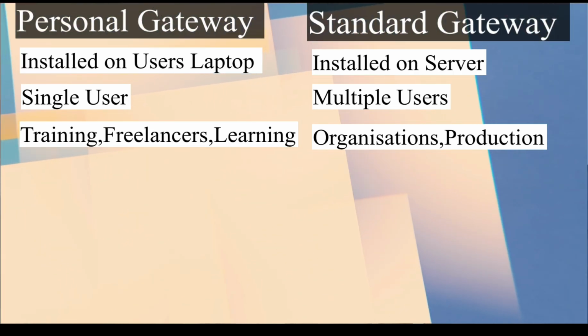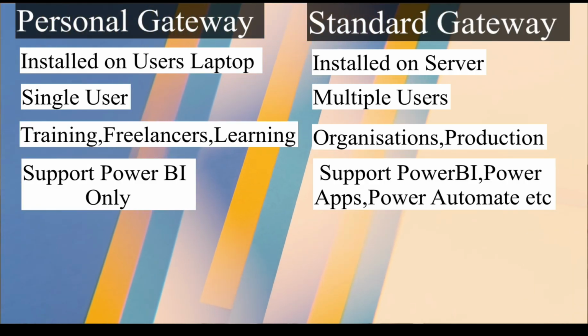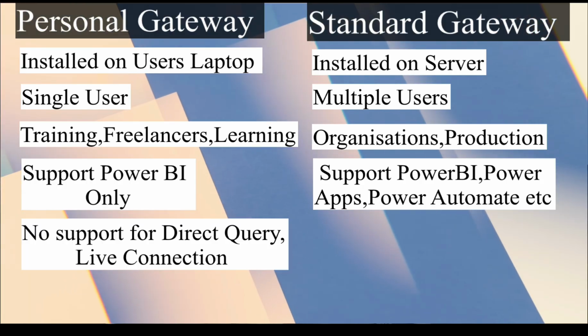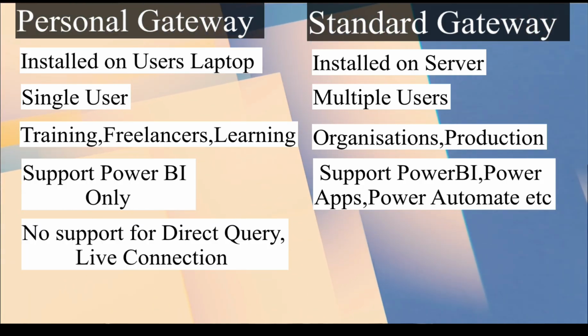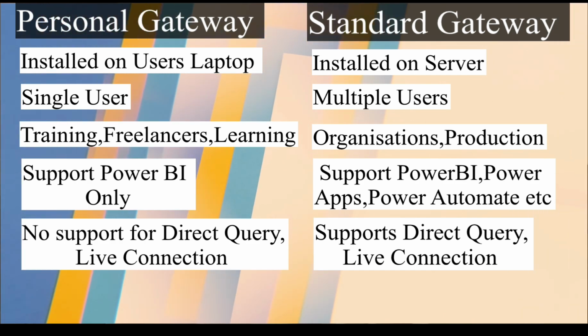The next difference is personal gateway supports Power BI only, but standard gateway supports Power BI as well as Power Automate or Power Apps. Also, DirectQuery and live connection are not supported by personal gateway, but both of them are supported by standard gateway.